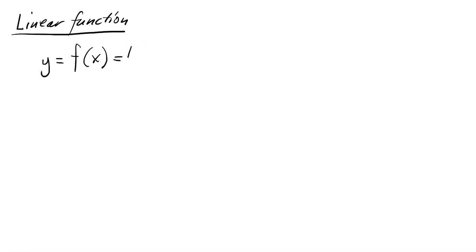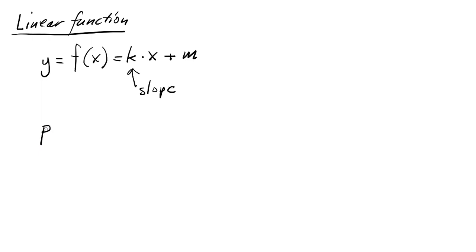A simple example of a function is a linear function. It's also called a polynomial of degree 1. So a linear function is a function written in the following form: a constant times the variable x plus another constant. So this is a linear function. And this number here, we will come to that, is called the slope of the linear function.